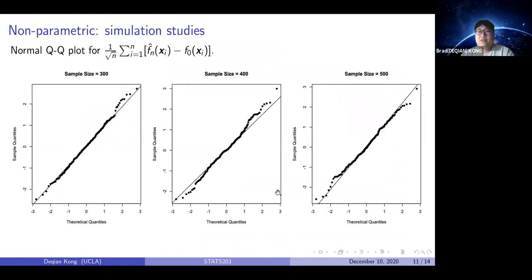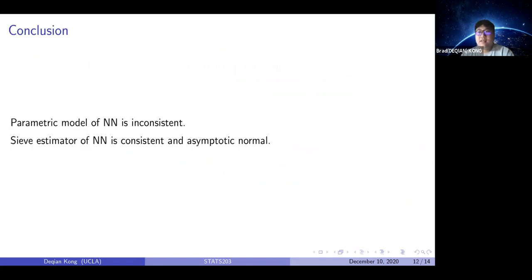Then we plot the residual. From the normal QQ plot, it's basically normal, right? Next slide. So in conclusion, I use several plots to give an intuitive feeling that a parametric model of a neural network is inconsistent, and a sieve estimator of the neural network is consistent and asymptotically normal. Okay, that's it. Thank you.